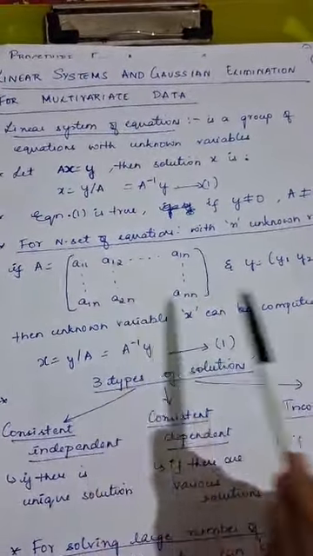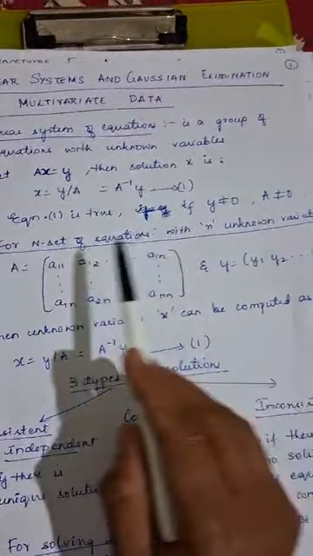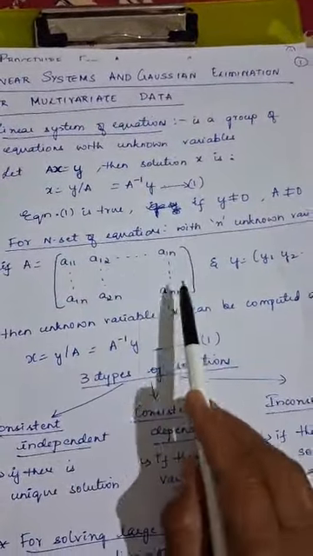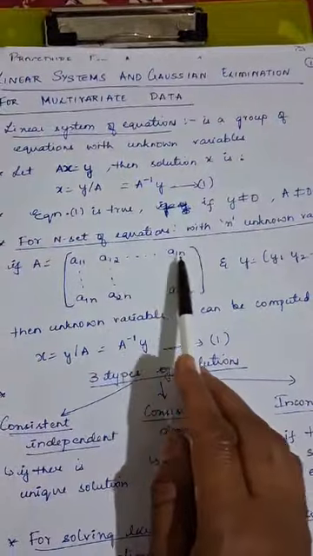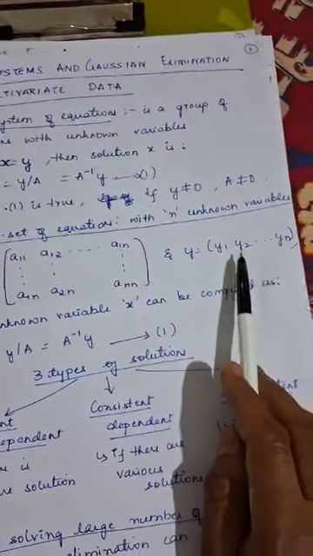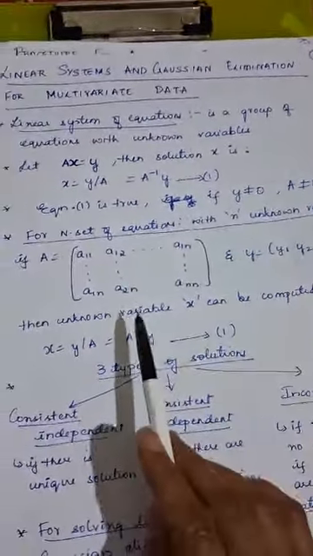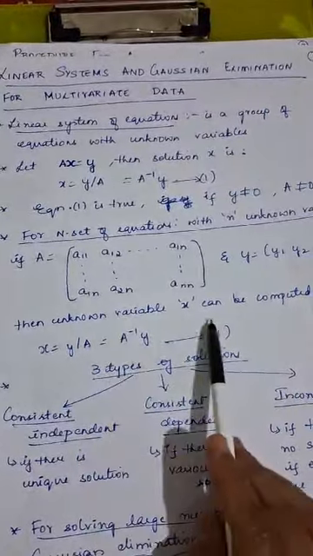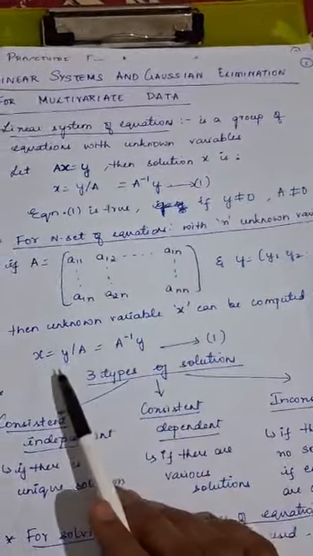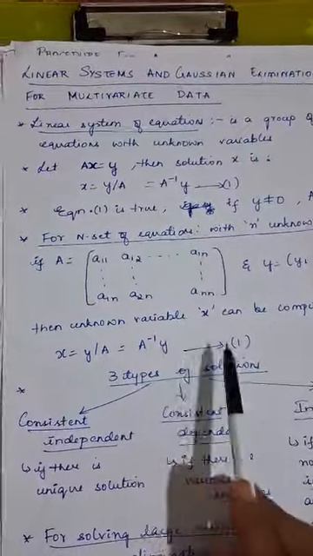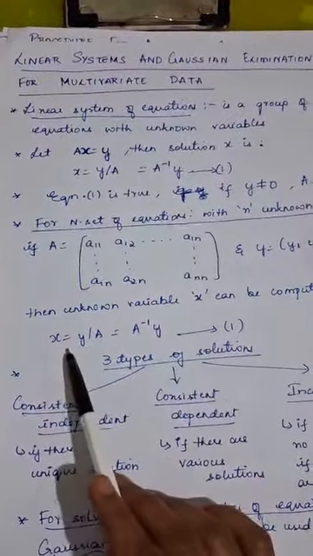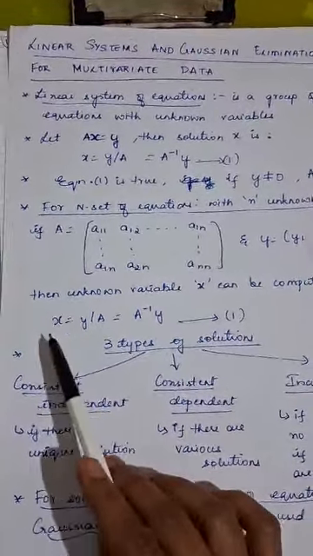It will be a set of n equations with n unknown variables. We have a is equal to some n by n matrix with these values, and y is equal to y1, y2, up to yn. Now we need to find the unknown variable x. That can be computed as x is equal to y by a, or a inverse of y. So the question is, we need to find x. x is an unknown value.